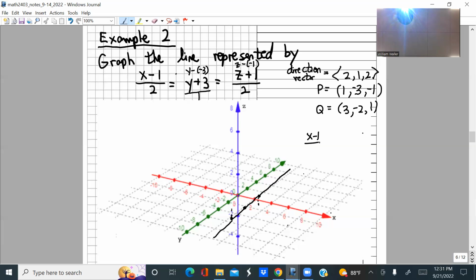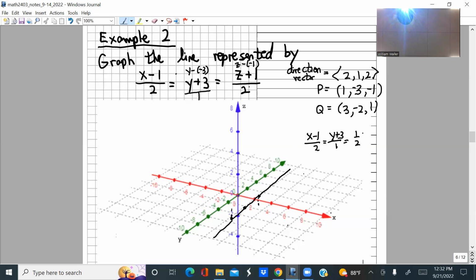You end up with x minus 1 over 2 is equal to y plus 3 over 1 is equal to, if z is 0, you get 1/2. So my question is, what do you do with this, right? Because you still have this 1/2 here, right? So now you got these two equations, right? How do you massage those to figure out what the x and y are, right?